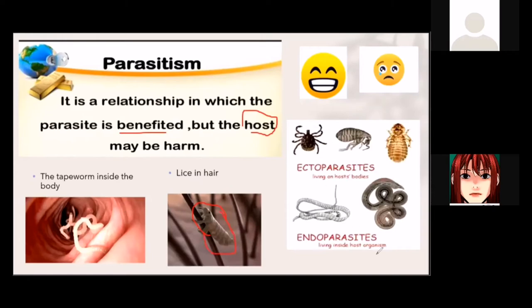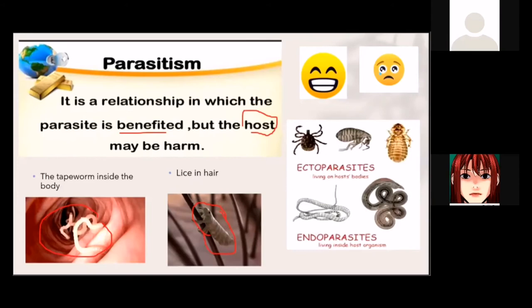Example, we have here this one, inside our intestine, inside our stomach, right? We have two kinds of parasite. The first one is ectoparasite. They live on the host's bodies, like on the hair, skin of organisms like animals. And the other one is endoparasite. Endoparasites live inside the body of organisms, such as animals and including us, people.